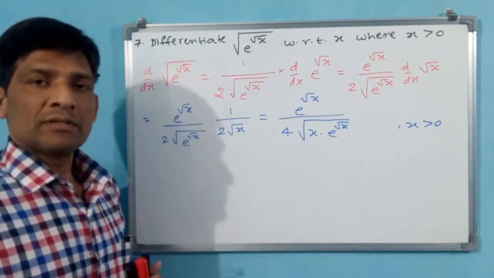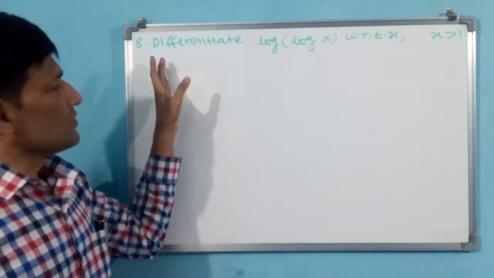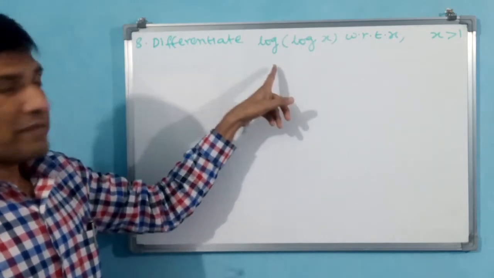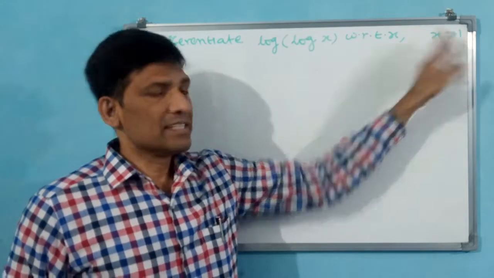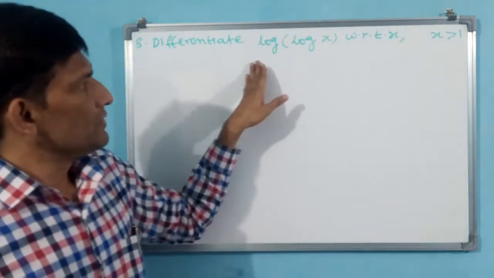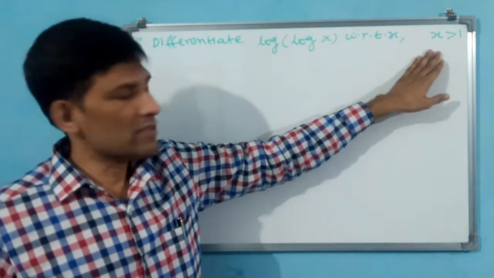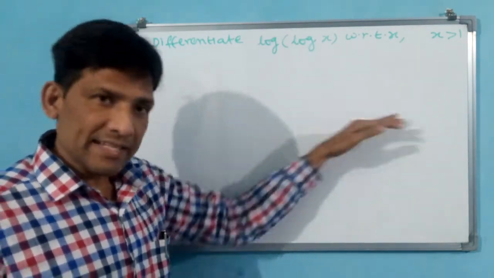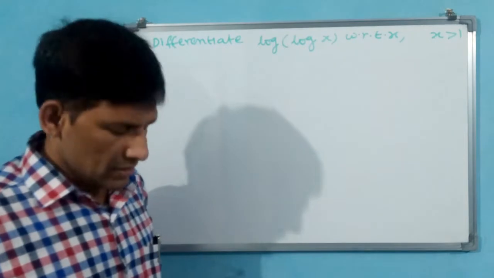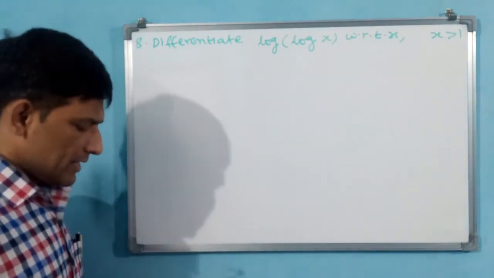Shall we go for 8th question? Okay. See, 8th question. Differentiate log of log x with respect to x where x is greater than 1. Okay. See, in the question whatever they have given we will see afterwards. Let us proceed first. Answer. After the answer again we will discuss. Okay. Let us proceed further.